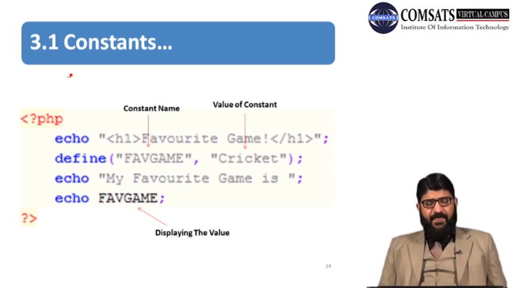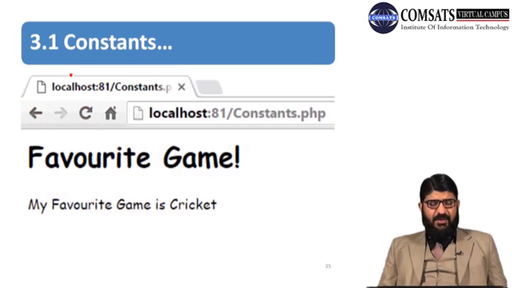Cricket is assigned. Now this is displayed: favorite game is, and for echo output you have mentioned favorite game, so it will display the value of that particular constant. What else will it display? Cricket. So it is written as: my favorite game is cricket.